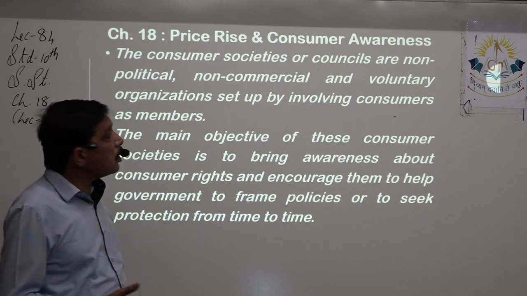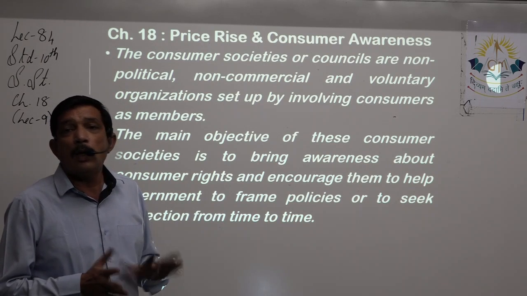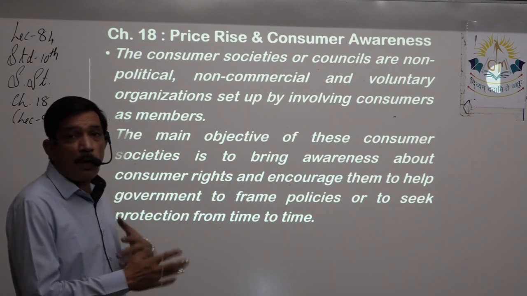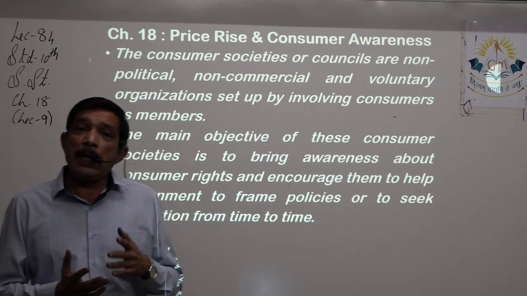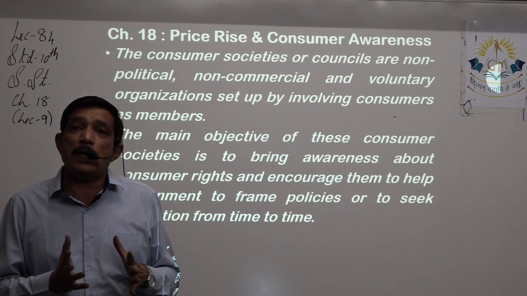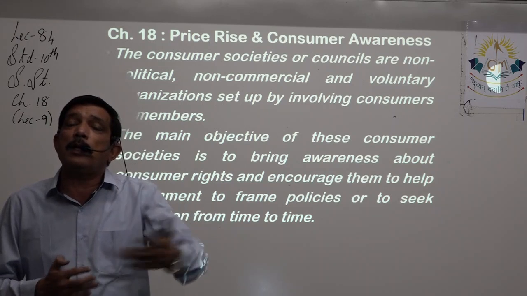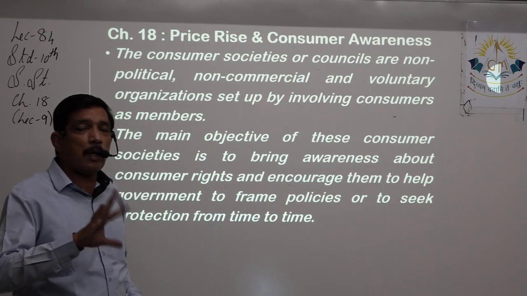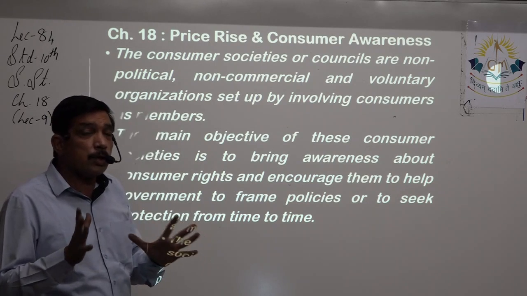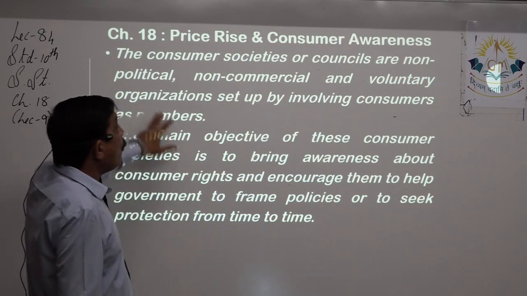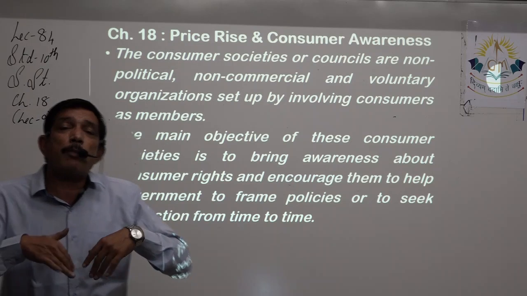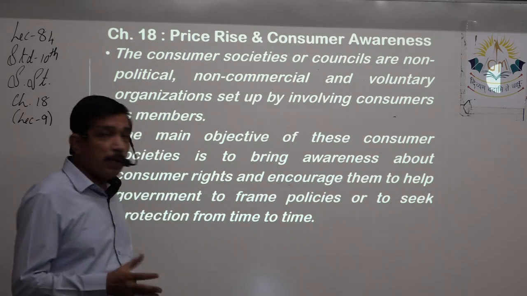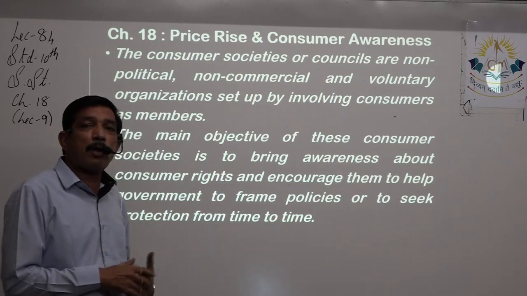The consumer societies or councils have to be non-political. There is no politics there, because it's on a no profit, no loss basis, right? And these societies are not to be taken as a leverage to get political advantage, right? So it should be non-political, it should be non-commercial. That means this society should not be a means of earning money. It should not be for the purpose of earning money. It is a voluntary organization, coming up on its own for the betterment of the people, by involving consumers as members. The consumers themselves become members of the commission.